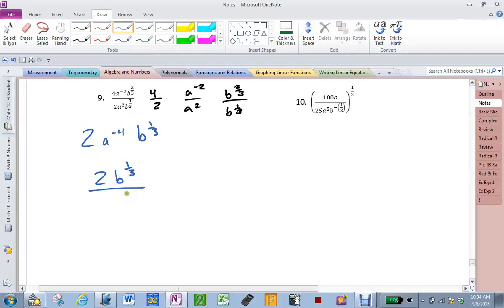Why? Because it's a negative exponent. If it were a negative base, would it move? No. And what happens to the exponent? It becomes positive. Is that done? Yes. Is there another way I could write it if that answer wasn't there? Yeah. What would be the other way I would write it? 2 cube root b over a to the 4th. Yes. This is exponential form.